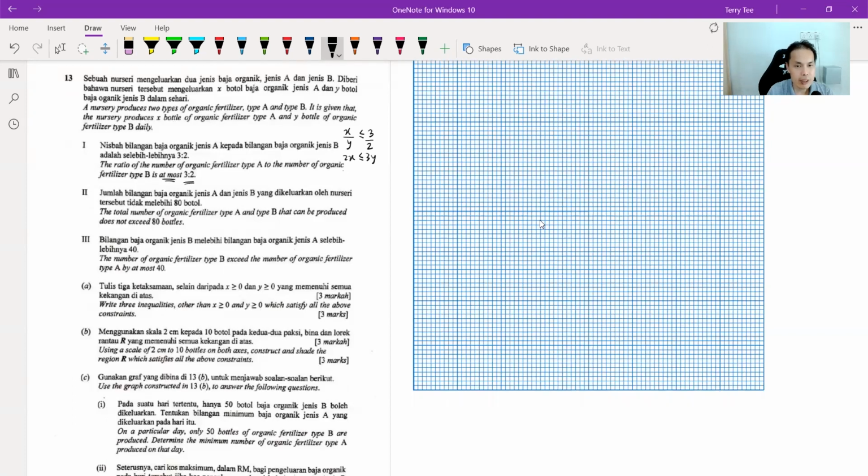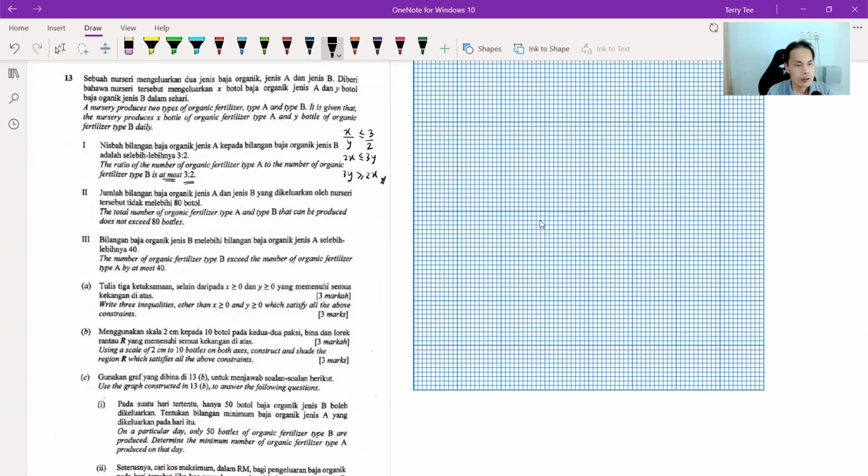Now for me, I would like to write y first. 3y greater than or equal to x, because we write y first a bit, because when you shade the region, it is based on y. I don't know, we look at y, more than is above, less than is below. Okay, my first inequality is done.